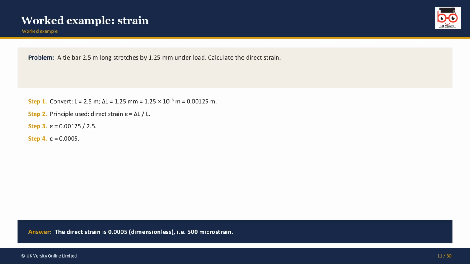Let's find a strain. A tie bar 2.5 meters long stretches by 1.25 millimeters under load. First, convert the extension to meters. 1.25 millimeters is 0.25 meters. Strain is the change in length over the original length, so 0.95 divided by 2.5, which comes to 0.5. That's dimensionless, and you could equally call it 500 microstrain.